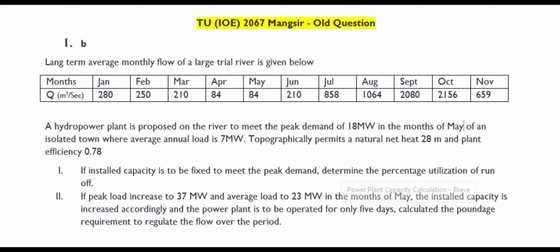Second, if the peak load increases to 37 megawatt and average load to 23 megawatt in the month of May, the installed capacity is increased accordingly and the power plant is to be operated for only 5 days. Calculate the pondage requirement to regulate the flow over the period. Here in the first case we have to find the percentage of utilization, and in the second question the pondage requirement of the reservoir. So now we start the question with the solution.